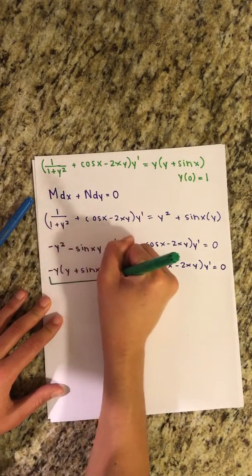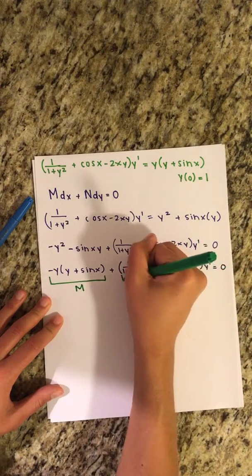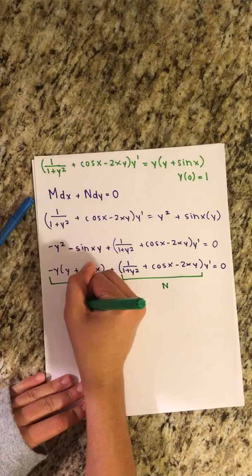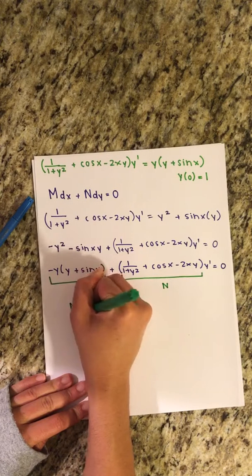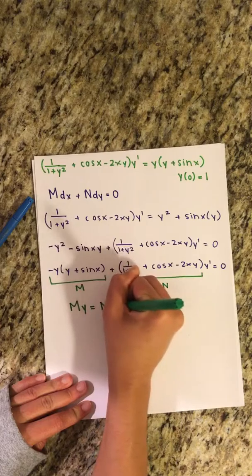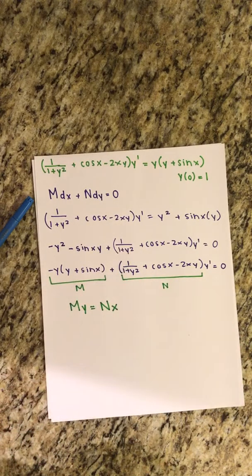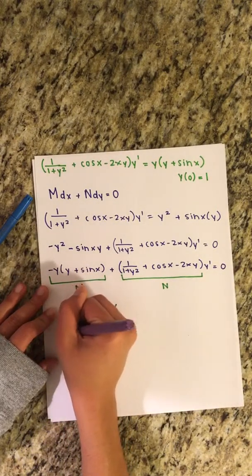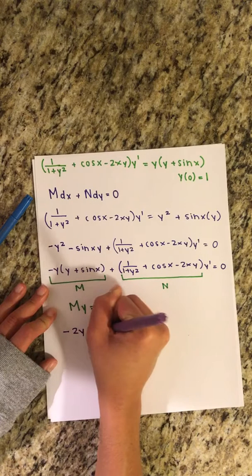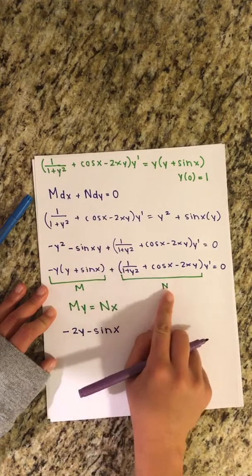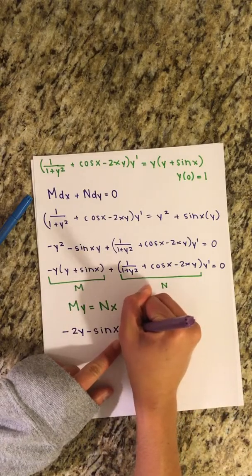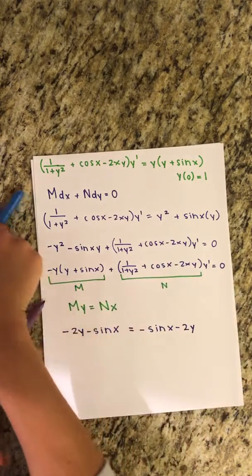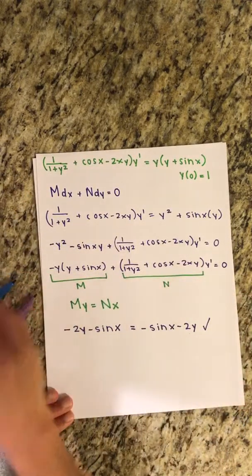This being the m, and then this being the n. And first we want to verify that m derived in terms of y equals n derived in terms of x. So when we derive the m in terms of y, we get, and then for the n, when we do the same thing in terms of x, we get that. So they do equal each other, so we can move on.